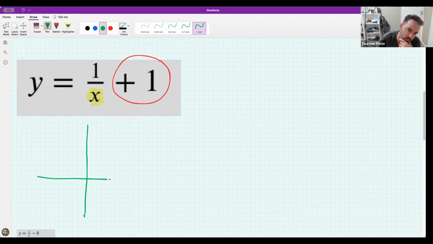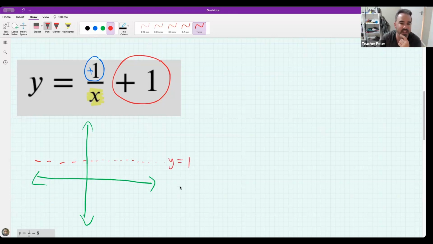If I wanted to draw this graph, because the value here is a positive 1, I would normally be in these 2 quadrants. But now this +1 is going to cause a bit of havoc. The horizontal asymptote that used to be here is now going to be sitting over here because it's moved up, and this is the line y equals 1. Now, when I draw my hyperbola, it is going to look like this.